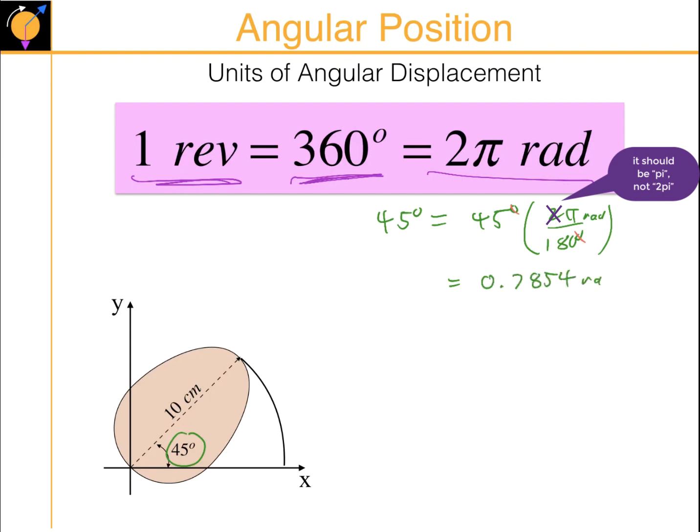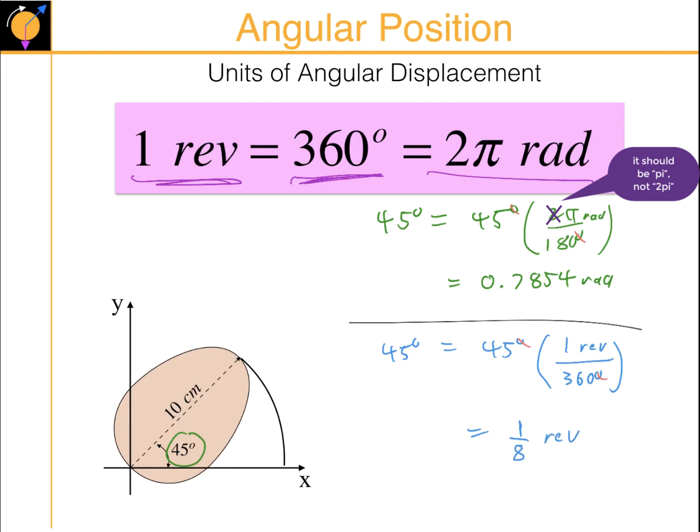45 degrees in radians is 0.7854 radians. I could also, if I wanted to, write this whole thing in revolutions, once all the way around. So I could say 45 degrees, and the conversion factor here is 1 revolution is equal to 360 degrees. Once again, the degrees cancel out, and we're left with revolutions, and when we simplify down, we end up with 1/8 of a revolution. So 45 degrees is 1/8 of the way around.